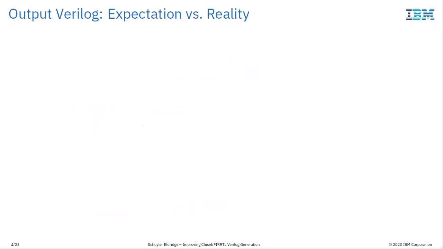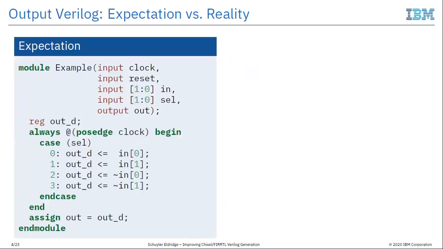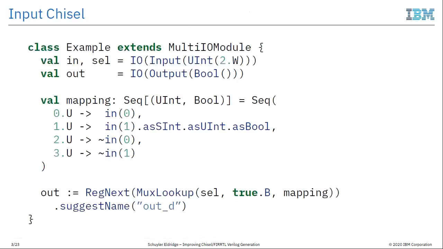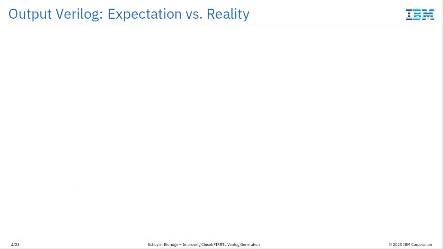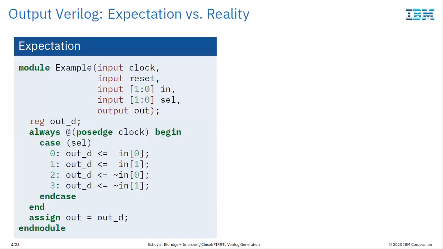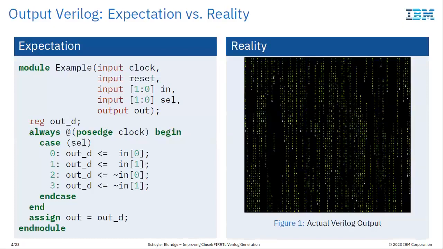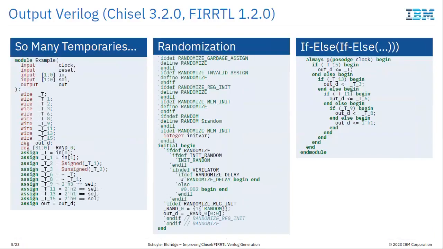If you wrote this up in Verilog, you'd expect to get something like this, right? Nicely ordered, you get a nice always at posedge clock, and you have a case statement, and the assignment is there. This is what you would expect to get, right? This looks about the same as this. However, you go take this, and you run this through the Chisel compiler and the FIRRTL compiler, and you get this. This is the actual Verilog output. Okay, not quite the actual Verilog output, but it's not that much better, right?